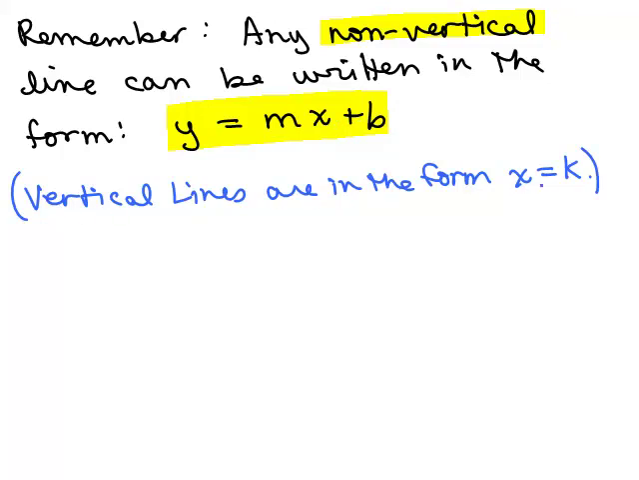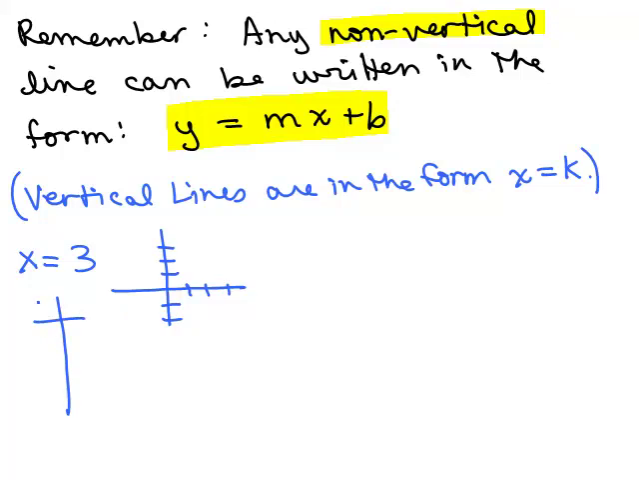Vertical lines are in the form x equals k. Notice there's no y at all, so you can't actually write it in the form y equals mx plus b. So just a little reminder, x equals 3. That means for all your ordered pairs, you've got 3, something.